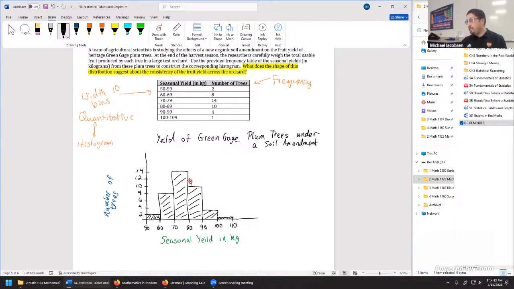Okay, now that we got to here, this is the tricky part of the problem. It's a little bit more subjective. We want to say something about these data using the context and the shape of the histogram that we got.